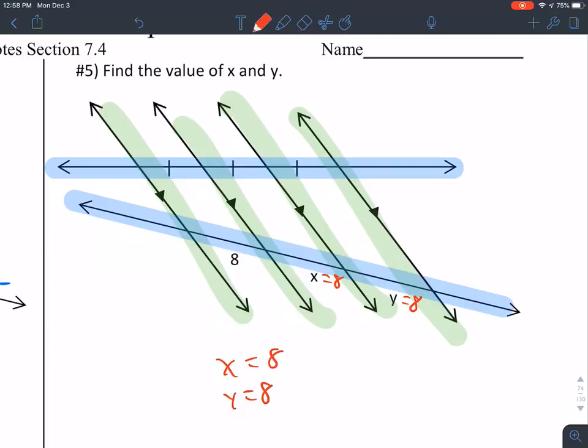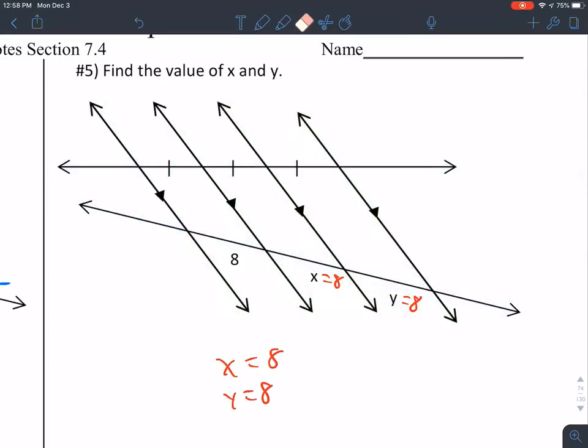It does not mean that these segments are 8. Does not mean that. But it means all the ones down here have to be 8. So for example, these could all be 4s. Don't know what they are, but they don't have to be the 8s.